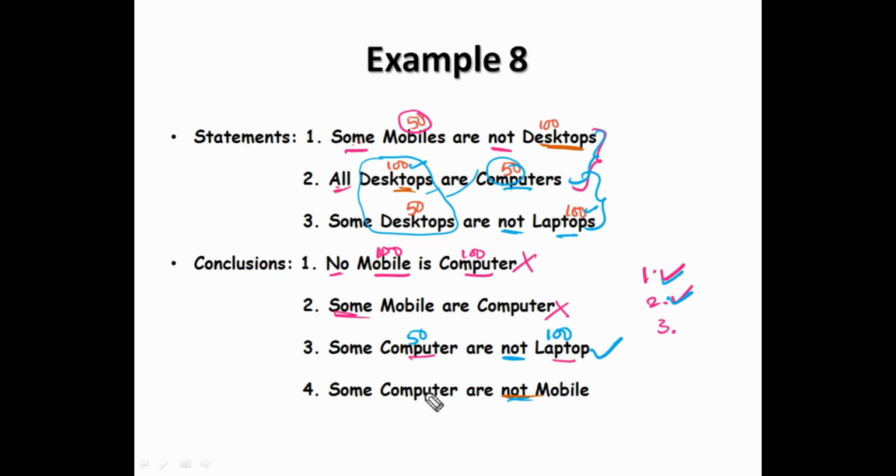Next, third is income and expenditure. Some means 50, not means 100. So we need 50 expenditure for computer. Yes, we have 50 income. We can spend 50. That is okay. We need 100 as expenditure for mobile, but we have only 50. So that's why it is not follows.